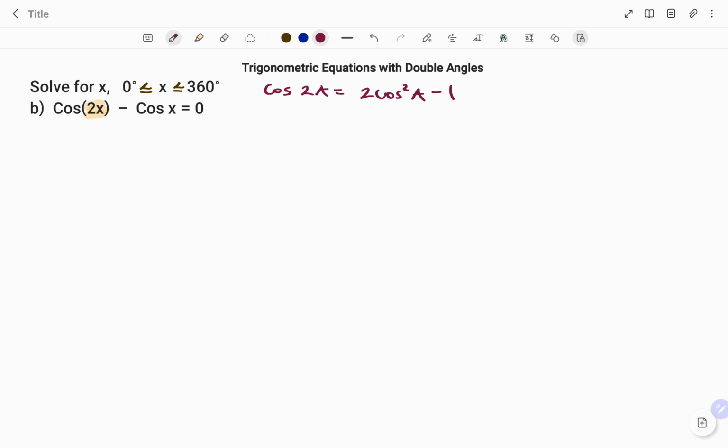Note that cos has 3 different options for the double angle, but I choose to pick the 2 cos squared x minus 1 because I want to factorize. I have my cos x in my second term, and I know I can easily factorize from there. So rewriting my equation, I'm going to break down my cos 2x into 2 cos squared x minus 1 minus cos x equals to 0.